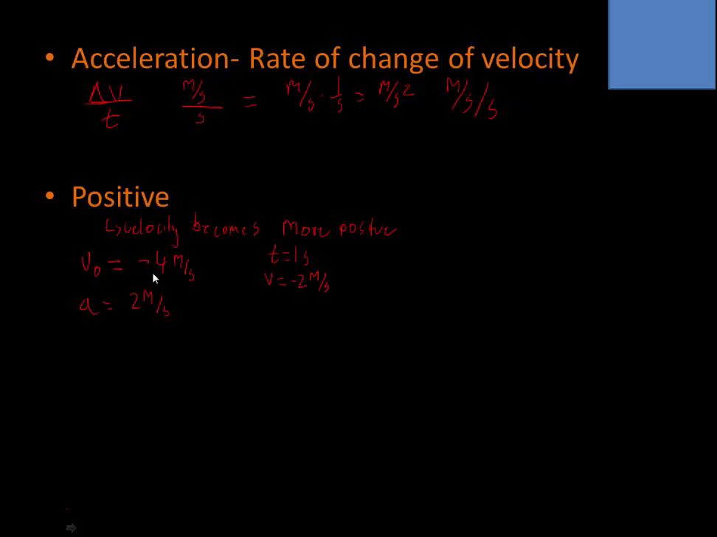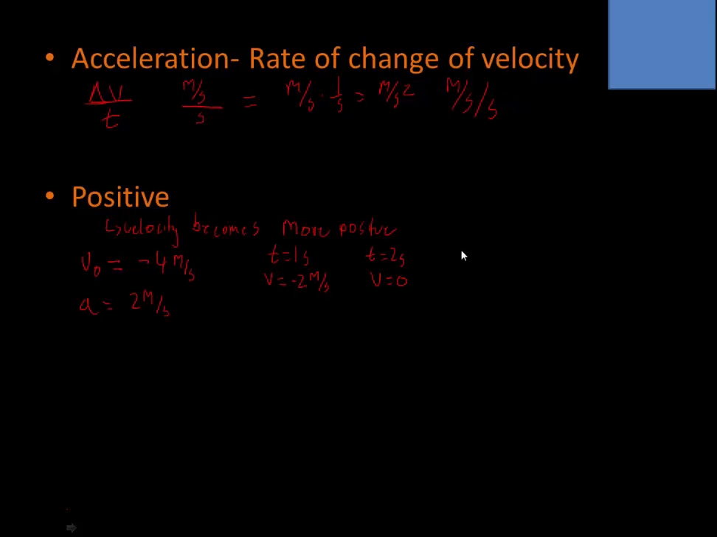You'll notice it slowed down from 4 meters per second to 2 meters per second, and it became more positive because negative 2 is more positive than negative 4. And then if I go 1 more second with this acceleration, t equals 2 seconds, my velocity will be 0, because I've gone from negative 2 meters per second and my velocity has become more positive by 2 meters per second. So I actually stop for a split second.